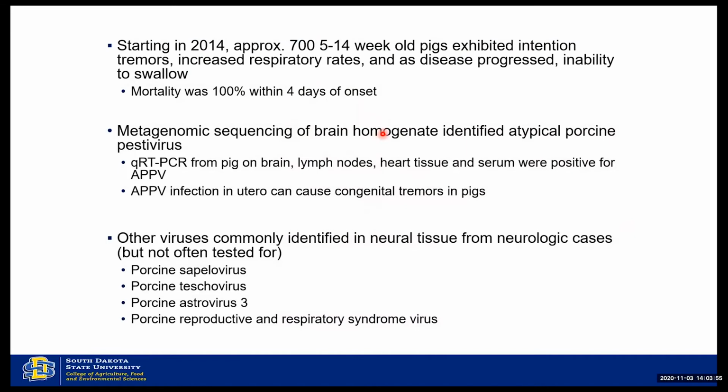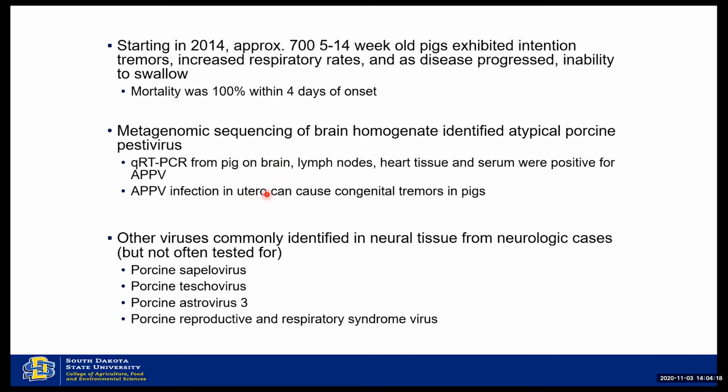Standard testing identified nothing. We did next-gen sequencing, metagenomic sequencing on the brain, and identified atypical porcine pestivirus. This was a virus we had previously identified down at K-State. We didn't know what clinical significance it had, but in this case, we identified it associated with neurological disease.